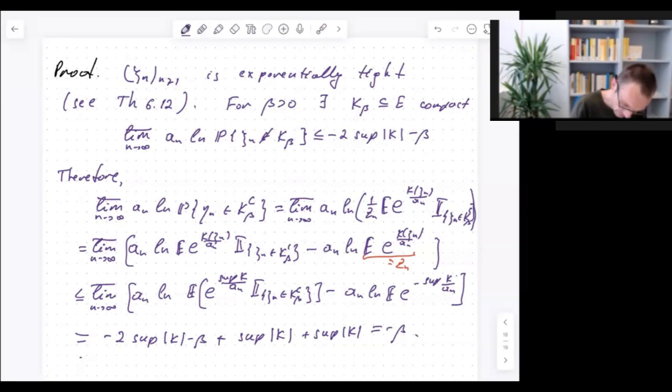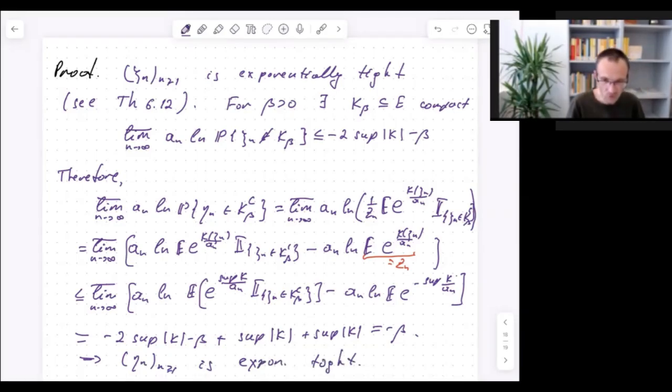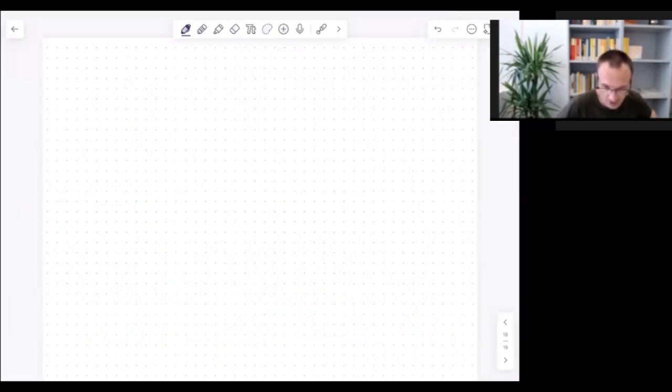So this implies that eta n is exponentially tight. And now everything that you want to do is use Brooks theorem. You want to show that your eta n satisfies the condition of Brooks theorem, and this will imply that eta n satisfies the large deviation principle, and also you can precisely compute the rate function.